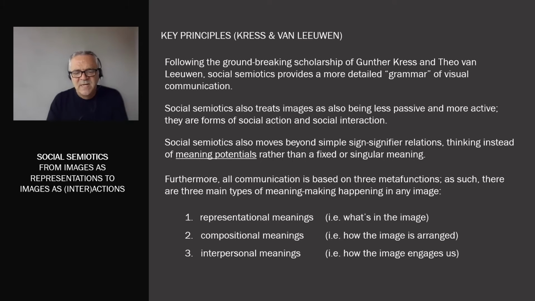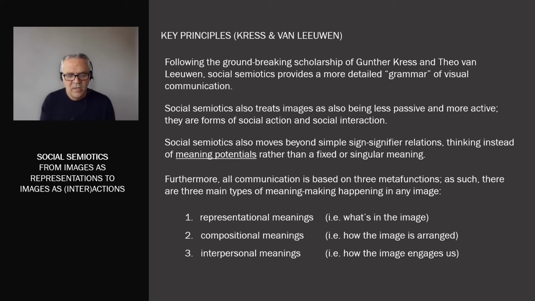First, there's representational meanings. In our case, how is the image representing the world in particular ways? And for this, we need to look at what's in the image, the visual content, if you like. In many ways, this is quite similar to the kind of classical semiotics we looked at a moment ago. But social semiotics wants to push us further because they're also interested in the kind of way that images and visual communication act in the world and interact with us.